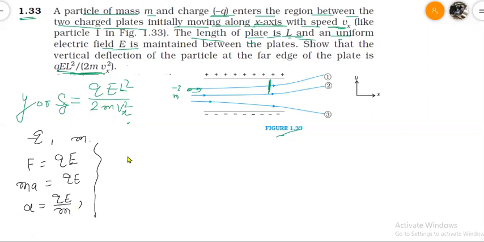Now what will be the time taken to reach from this point to this point? The length of the plate is given, L. So the time taken to move the particle from this point to this point will be the same as it will move vertically. तो जितना टाइम इसको यहाँ से यहाँ जाने में लगेगा उतना ही टाइम में ये वर्टिकल डिस्प्लेसमेंट भी करेगा. तो ये वर्टिकल डिस्प्लेसमेंट भी उसी टाइम में होगा.